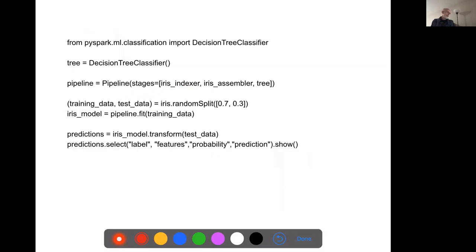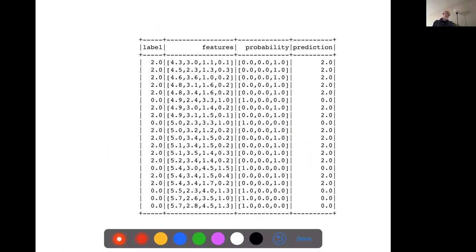Now get our data ready. And once we have that pipeline, we can use it to get our training data and test data. We use the training data with the pipeline and look at our predictions. And here's the output. We're using our features to try and predict what species it is. Here's our label, and here's our prediction. And on all the data we have here so far, the prediction is pretty good.